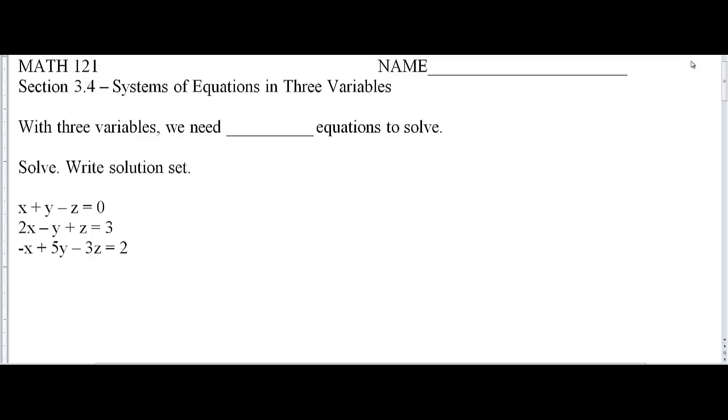We're looking at Math 121 Intermediate Algebra, Chapter 3, Section 4, Systems of Equations in 3 Variables. With 3 variables, we need 3 equations to solve.